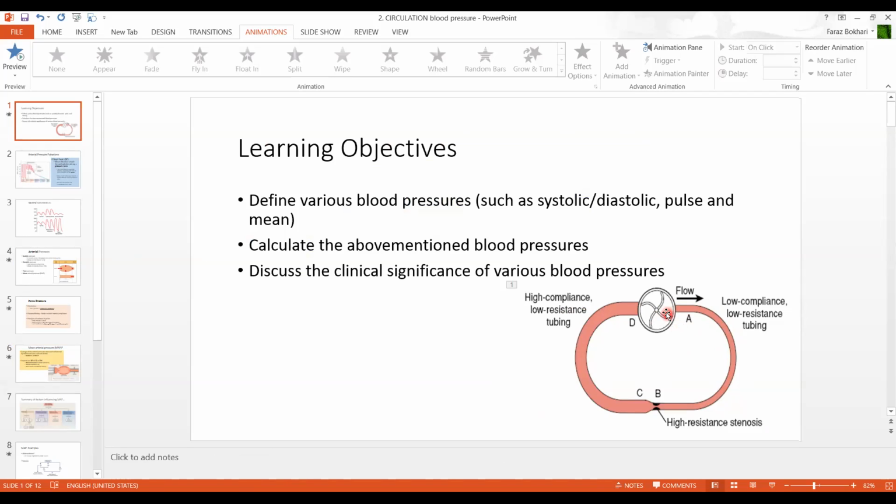Okay, if you increase the cardiac output and keep the peripheral resistance constant, what will happen? The blood pressure would rise. If you keep the cardiac output constant and you increase the TPR by constricting the arterioles, what would happen? The blood would start pooling in the arterial side, and that will increase the pressure. We say that the blood pressure has increased.